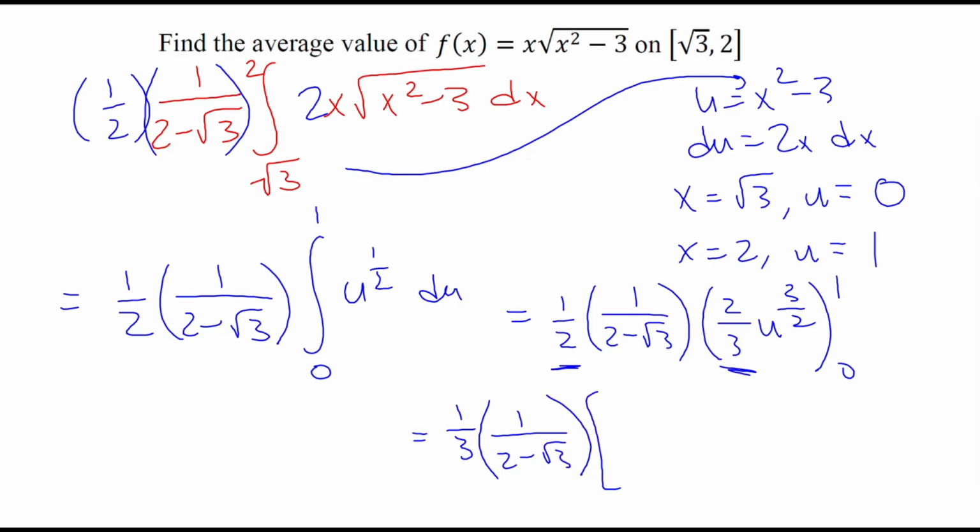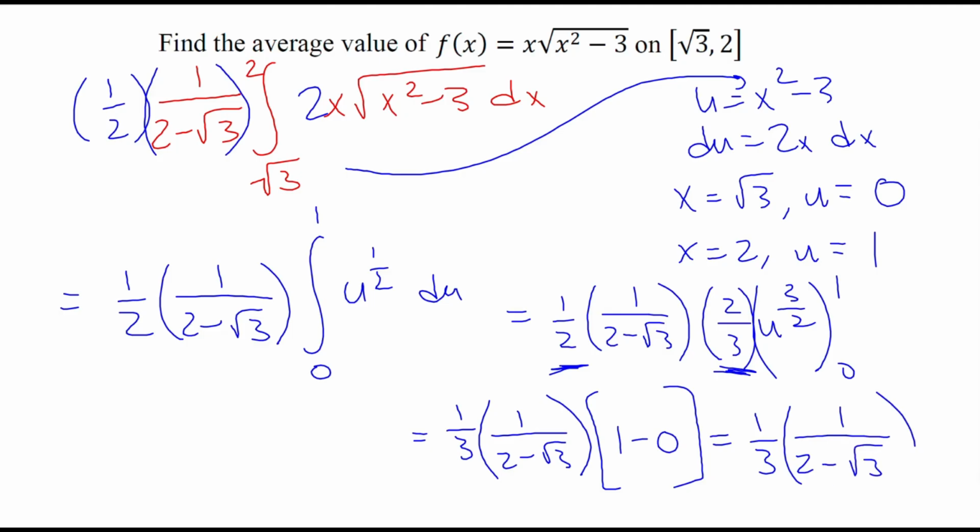And then 2/3, really we can rewrite this like this, right? The 2/3 is being multiplied by the u to the 3/2, so I can pull that off the side, which is why I turned the 2/3 and the 1/2 into a 1/3. And then u to the 3/2 is just 1, and 0 to the 3/2 is 0. And so we just end up with 1/3 of 1 over 2 minus root 3. And if you want to distribute the 1/3 through, you're welcome to, but this is also completely fine.